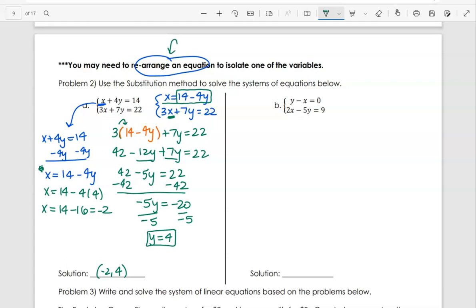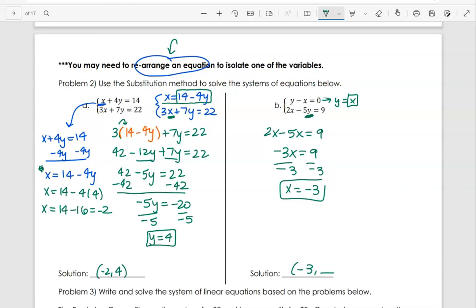Let's check out B. So again, one of the equations doesn't have the variable isolated. So I pick, it doesn't matter, notice B already has the coefficients of y and x are both 1. So I can just pick one. I'm just going to add that x over. So it says y equals x. Okay? Now, because I know y equals x, I'm going to substitute x in for y. So I'll have 2x minus 5x equals 9. 2x minus 5x gives me negative 3x equals 9. Divide by negative 3, x equals negative 3. I just need to find the y. Well, wait a second. Y equals negative 3. Okay, good job, guys.